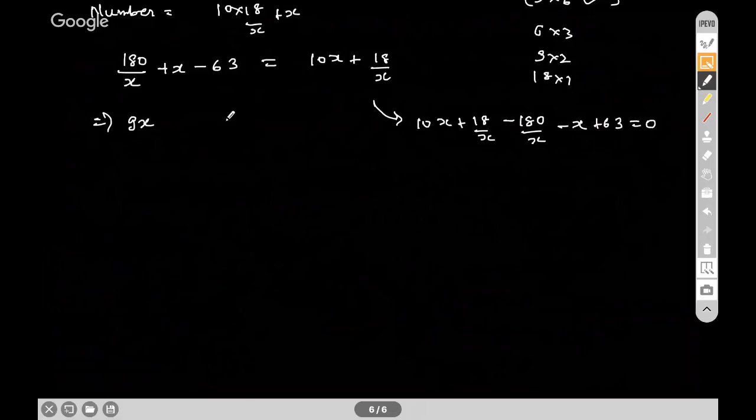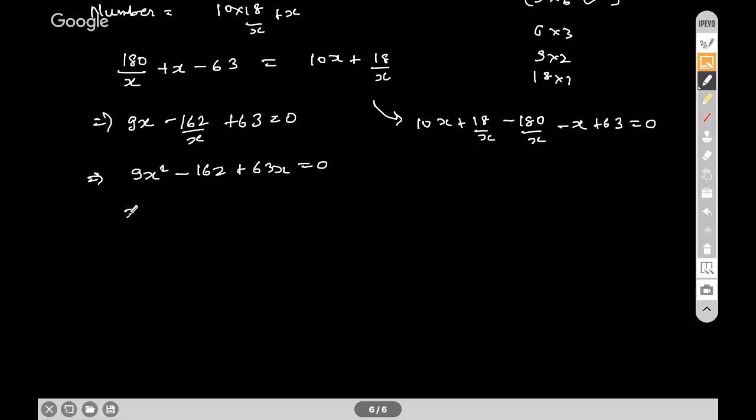write it as 9x, and then 180 minus 18, so this is nothing but 162 by x, right? And then plus 63 equals 0. So 9x minus 162 by x plus 63 equals 0. It is not a quadratic form right now, but you can reduce it to one. So it is 9x squared minus 162 plus 63x equals 0, right?